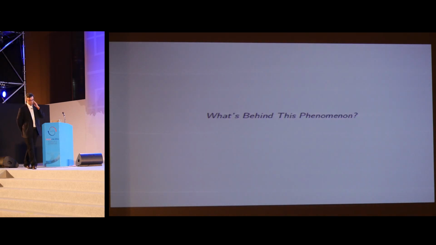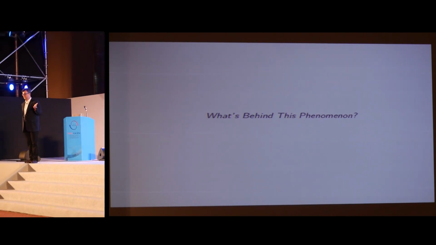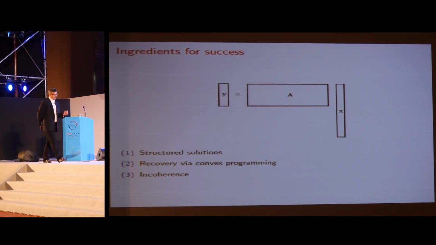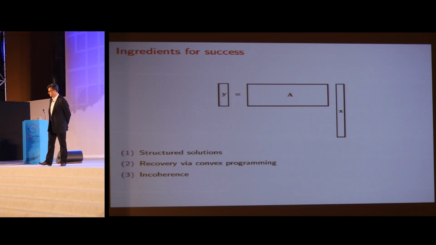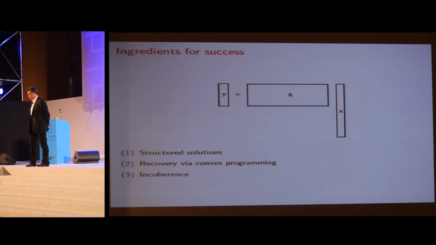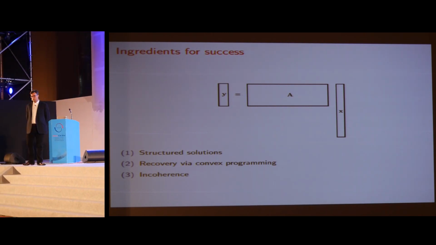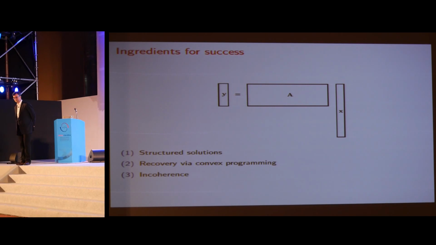So what I'd like to do in the second part of this talk is to explain the simplest theory I know that describes this phenomenon. There is a bit of magic, which is that we can solve underdetermined systems by convex programming techniques. And this magic rests on three things. The first is that, of course, we need a structured solution. The second is that we need to use convex programming, but the right convex program. And the third is a notion of incoherence that I'll try to discuss.